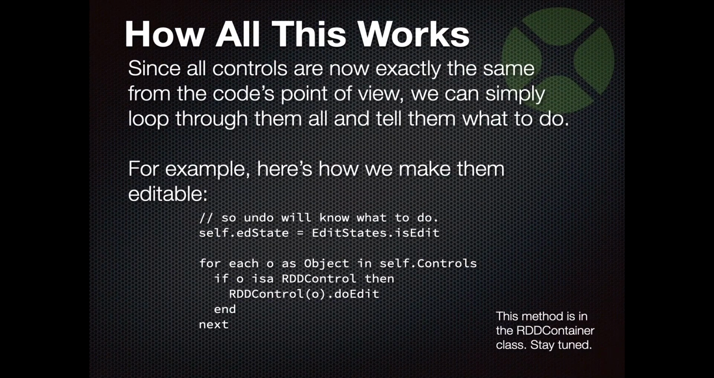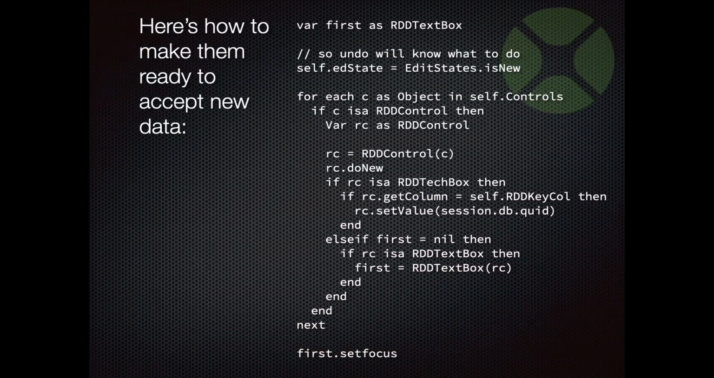Okay. Here's how we make them editable. We just go through all the controls in the container. I'm always using containers. And we go through all the controls, and if it's one of our kind of controls, we tell it to edit itself. And this is how we make them ready to accept new data.